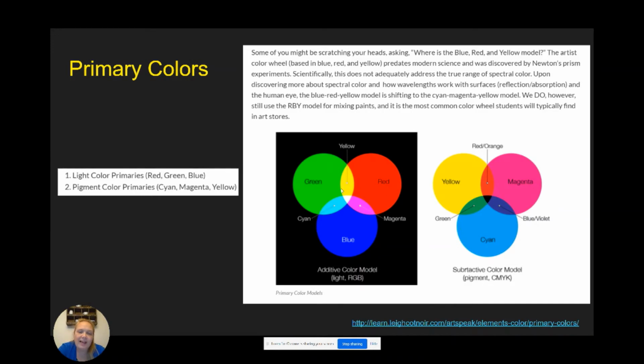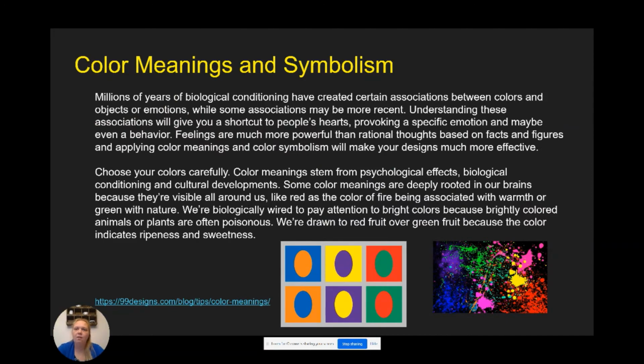Okay, so in light, when you add all of the colors, you get white. In paint, when you add all of the colors, you get black. That's the difference between light and paint. Okay, it's important you know the distinction between that. Moving on, color meanings and symbolism. We're going to be talking about that in your first activity today.